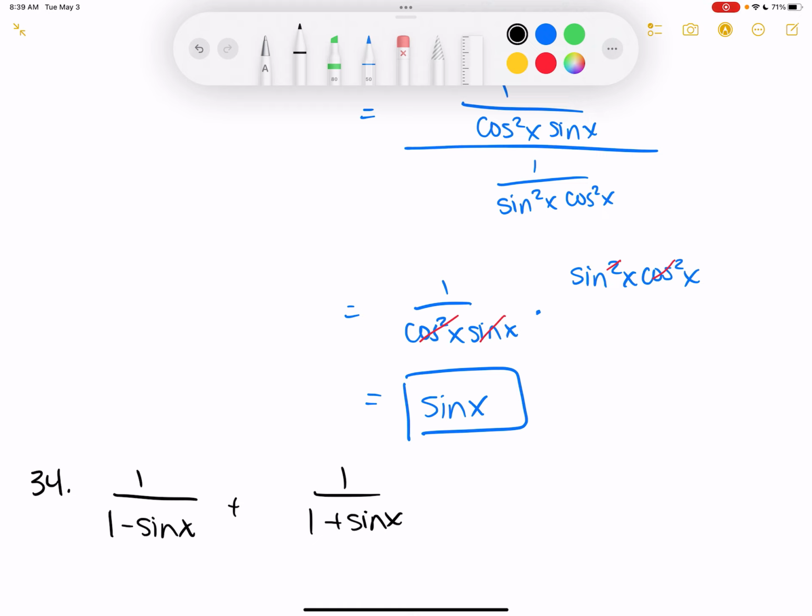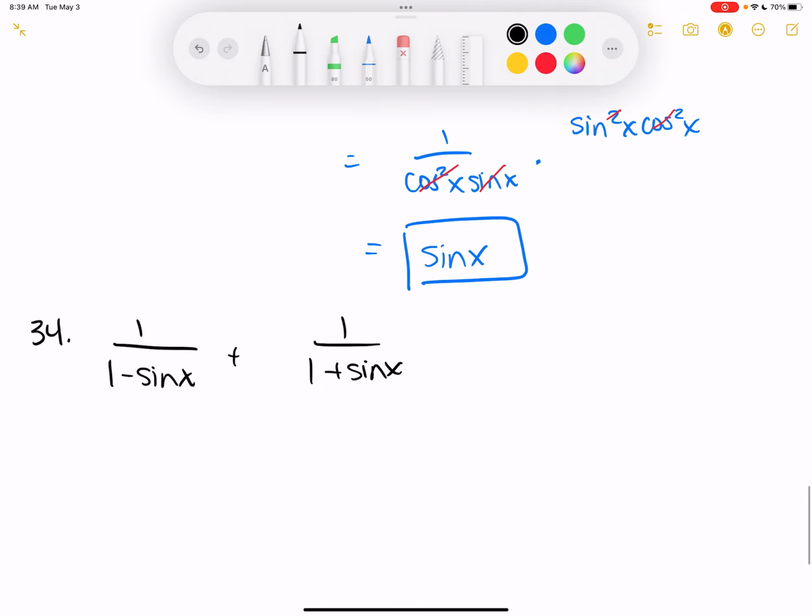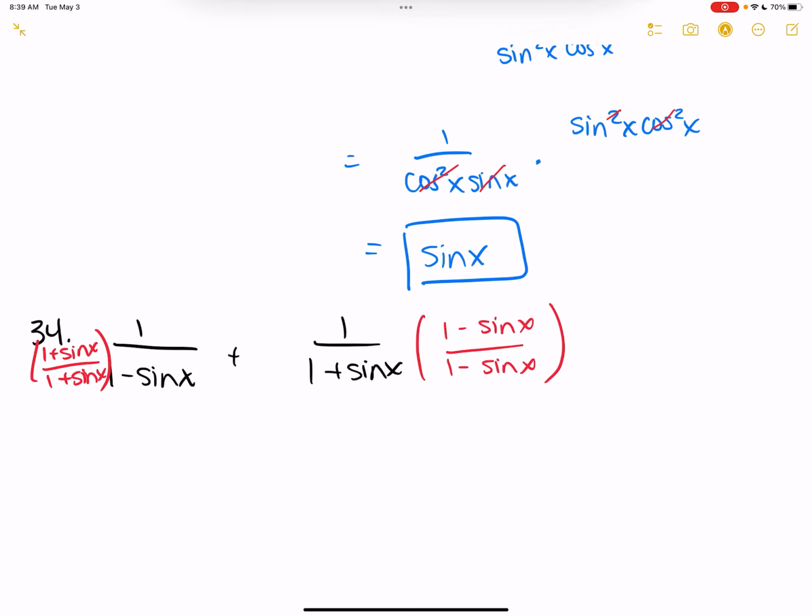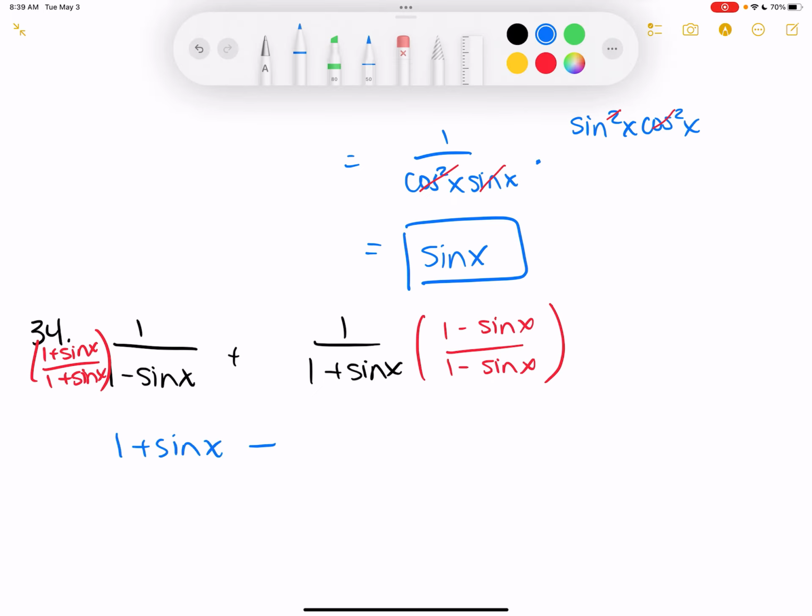You multiply the one on the left by 1 plus sine of x over 1 plus sine of x, and then you do the other one with 1 minus sine of x over 1 minus sine of x. So this one's getting 1 plus sine x, and this one is getting 1 minus sine x. So on top I have 1 plus sine x plus 1 minus sine x over 1 plus sine of x times 1 minus sine of x.